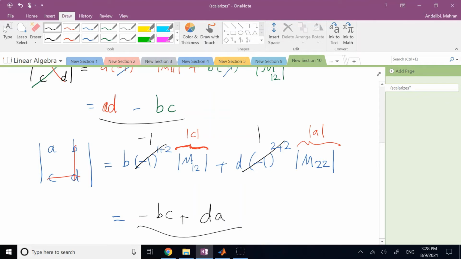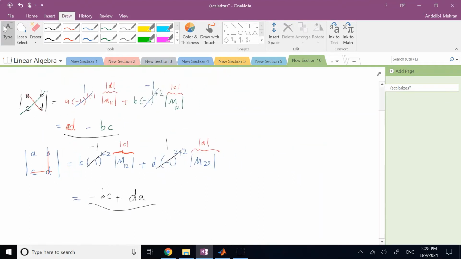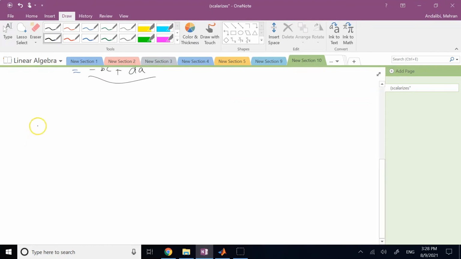And you see this one and this one are the same thing. And if you did it with respect to the first column or second row or any of that, the result is not going to be any different. So it doesn't matter with respect to which row or which column, the result is always the same. Okay, so that's a 2 by 2. Now let's practice on a 3 by 3 as well.